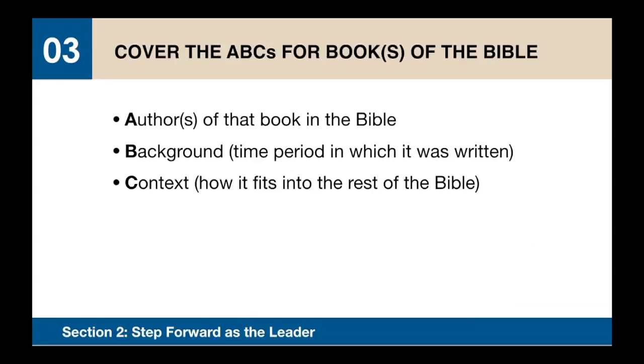What are the ABCs? A is for the authors of that book of the Bible. B is for the background of the time period in which it was written. And C is for the context, how the book fits into the rest of the Bible. Is it Old Testament, New Testament, history, poetry, prophecy, Gospels, letters of Paul? Author, background, context. Those are the ABCs.